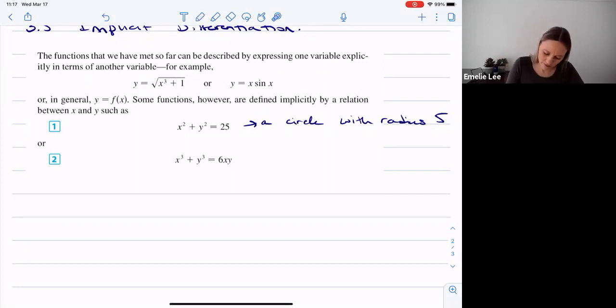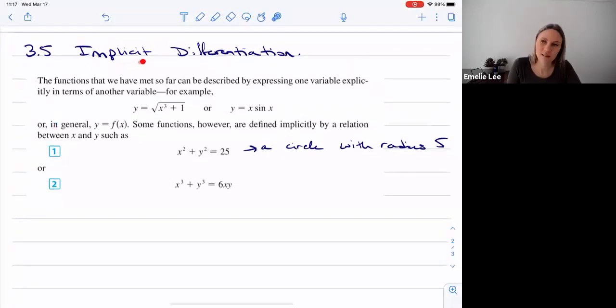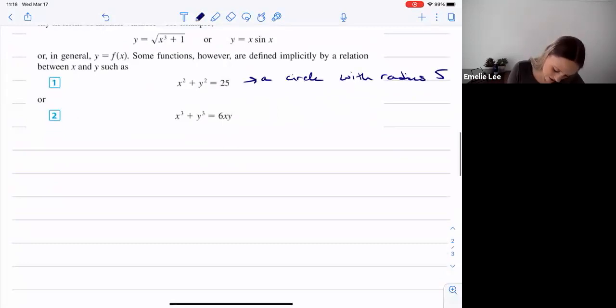And then we have something even more extreme like this. X to the 3 plus y to the 3 is 6xy. If you tried to solve for y here, that's actually very difficult, right? Trying to solve for y explicitly. Hence, it's an implicit function, right? Because y is in there, but it's very hard.